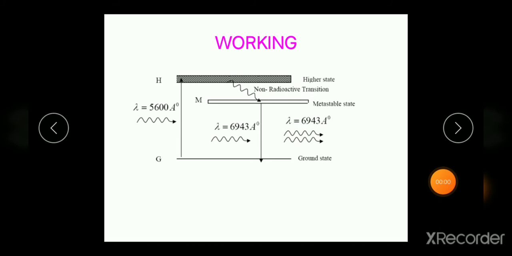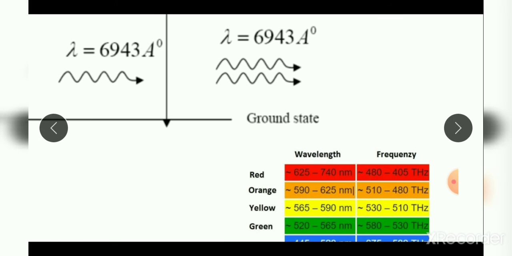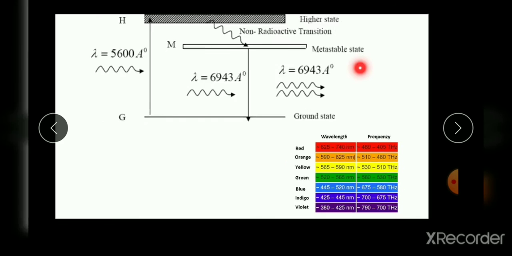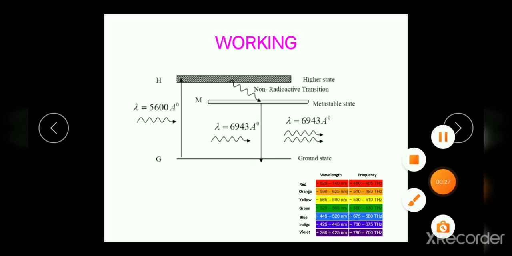Now, you just guess, this 6943, in which region will it fall? Yes, it will fall in the visible region, and that too in the red radiation region, that is 625 to 740 nanometer. Yes, that's why the ruby laser is red in color.